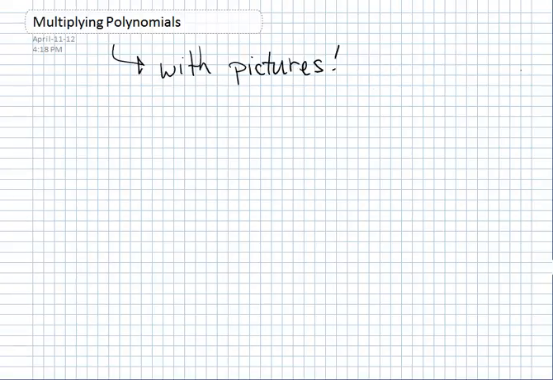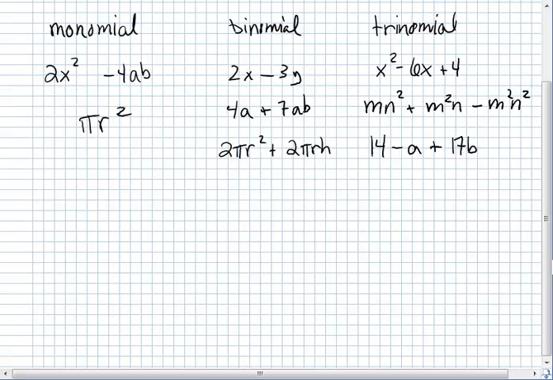So we're going to be looking, first of all, at what a polynomial is. If you don't remember from last year, here's a quick review. These are all examples of polynomials. For example, a monomial is a collection of a coefficient, the 2 here is a coefficient, my variable, and the variable has an exponent. It happens to be 2 as well.